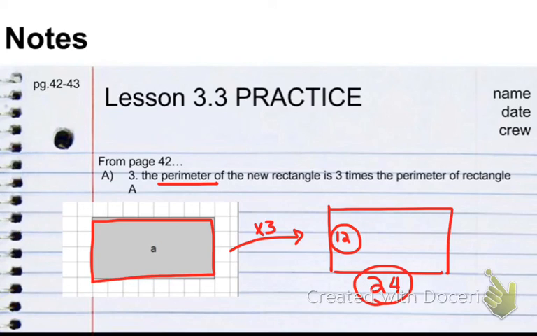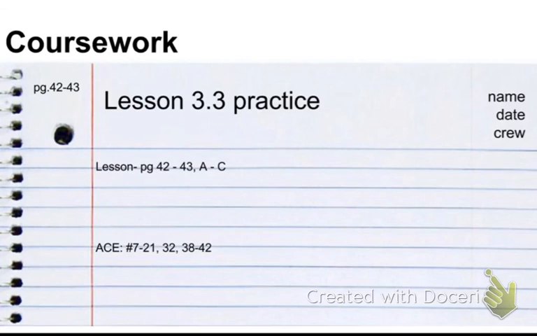Okay, so with that kind of explanation there, what have we learned from this lesson? We've learned that we're taking the skills we've learned in the last 2-3 investigations, the idea of similarity, the idea of area, the idea of perimeter, and understanding those patterns and applying them into some harder problems. And those problems are going to be found on page 42 through 43, A through C. We just did A together. And the ACE problems are going to be 7 through 21, 32, and 38 through 42.